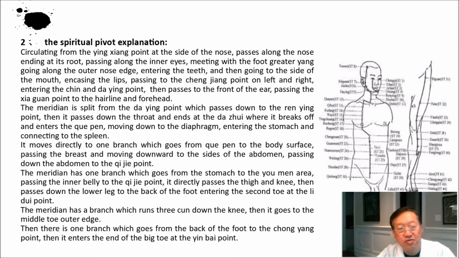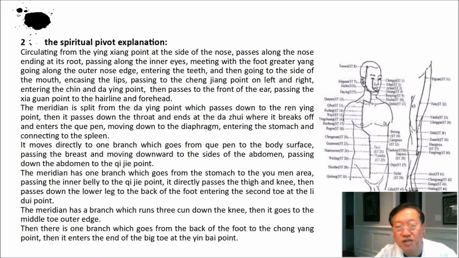The meridian is split from the Da Ying point, which passes down to the Ren Ying point. Then it passes down the throat and ends at Da Zhui, where it breaks off and enters the Chui Pen, moving down to the diaphragm, entering the stomach and connecting to the spleen. It moves directly to one branch, which goes from Chui Pen to the body's surface, passing the breast and moving downward to the sides of the abdomen, passing down the abdomen to the Qijie point.